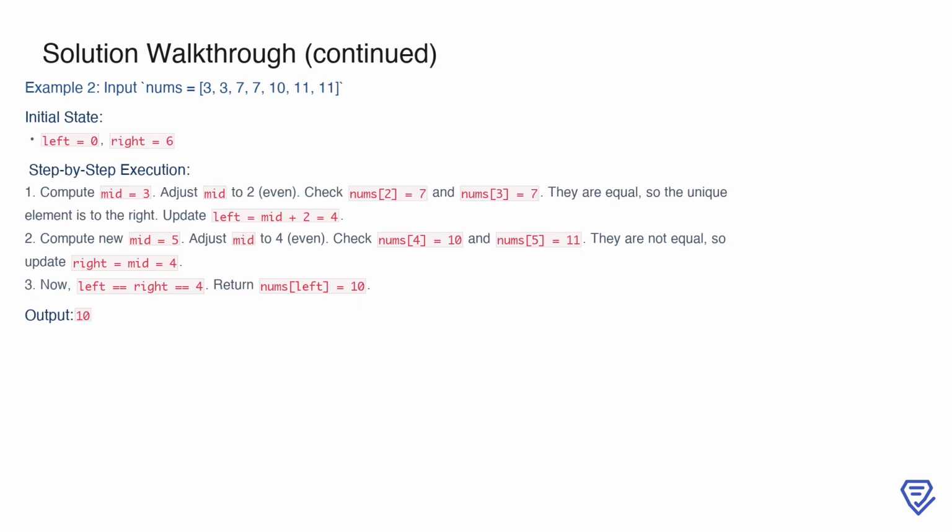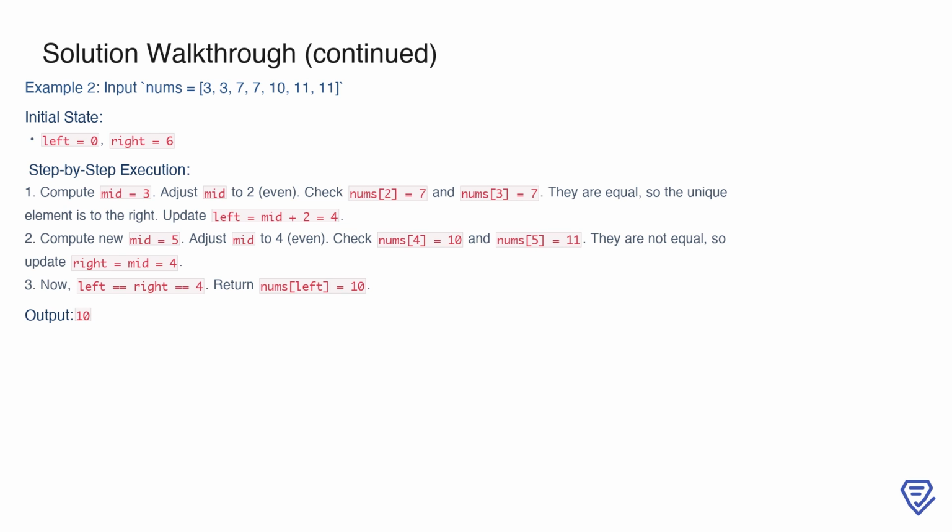Now, we look at another example with the input array nums equals 3, 3, 7, 7, 10, 11, 11. Here, we again aim to find the unique element using binary search. Initially, left is set to 0 and right to 6. Calculating the middle index gives us mid equals 3, which is odd, so we adjust it down to 2 to keep it even. Comparing nums[2] and nums[3], both are 7, indicating that the unique element lies to the right of mid. Therefore, we update left to mid plus 2, making it 4.